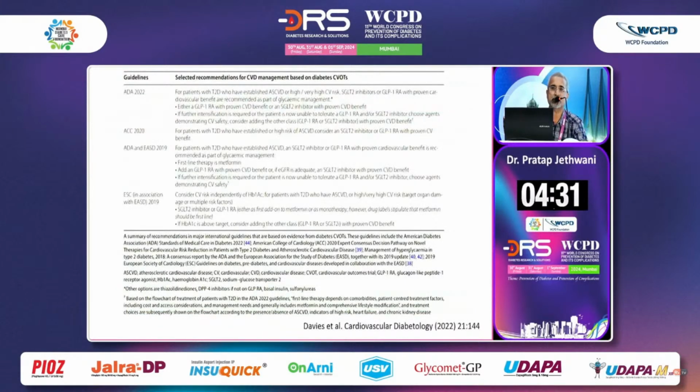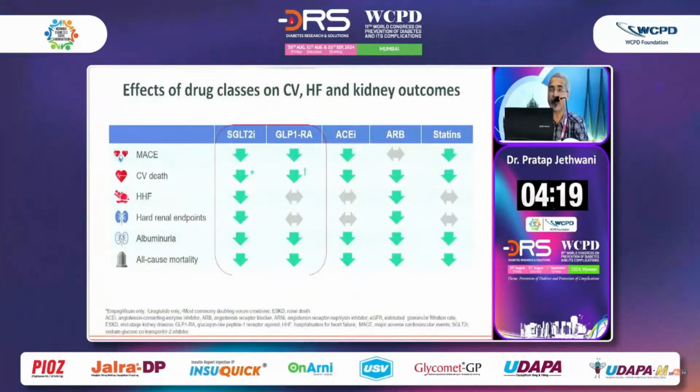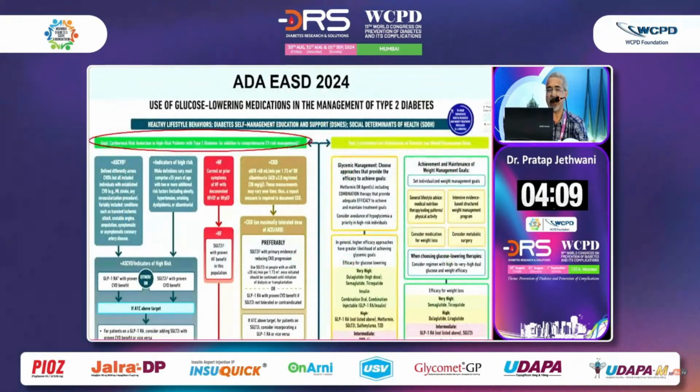And therefore, most of the guidelines recommend that patients who have atherosclerotic vascular disease or multiple CV risk factors or heart failure or CKD, you have to use these agents early in the course of the disease, because they not only provide benefits in MACE and CV death, but also heart failure hospitalization, cardiorenal endpoints, albuminuria, and all-cause mortality. This is the ADA-EASD algorithm.